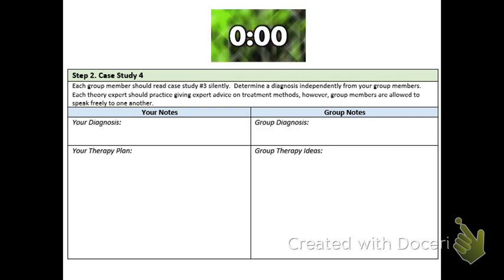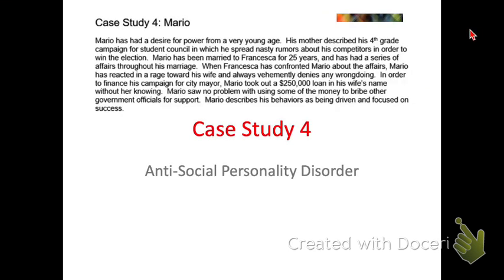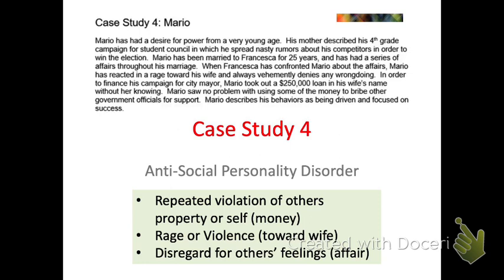Actually. Okay. This case study, we have two more after this one. You guys are doing great. So Mario was antisocial personality disorder. I heard some people throwing out narcissism. Let's talk about why it's not that.